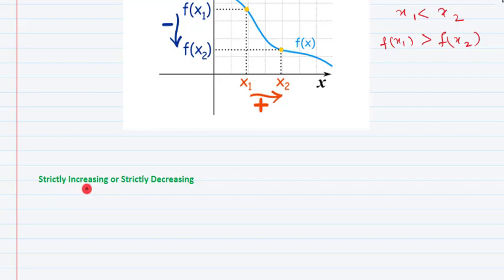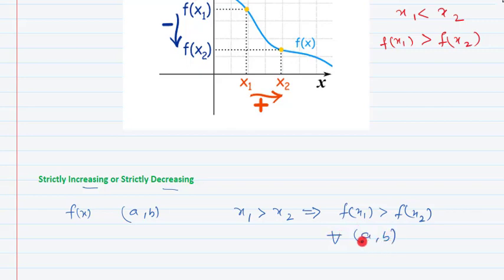You will come across two more terms, strictly increasing and strictly decreasing. So a function f(x) is said to be strictly increasing on any interval (a, b) if the condition x1 greater than x2 implies f(x1) greater than f(x2) for all x in (a, b). Means at each and every point of the interval, if the function is increasing, then it is called strictly increasing function.